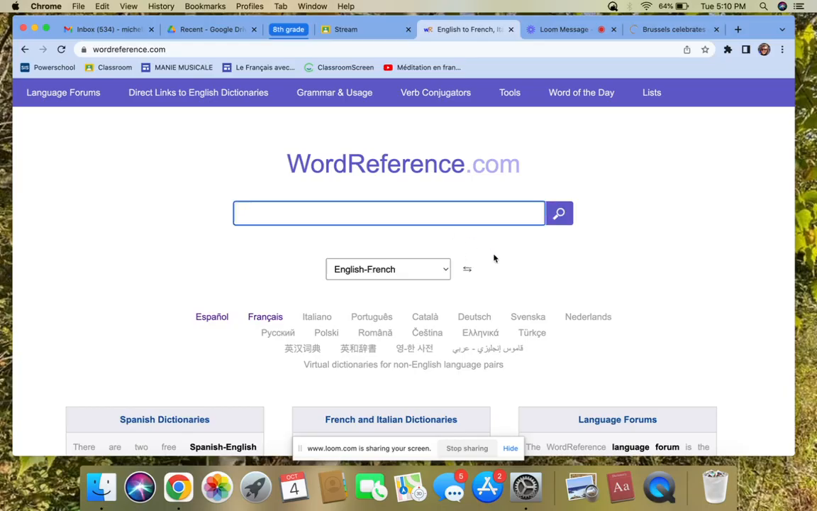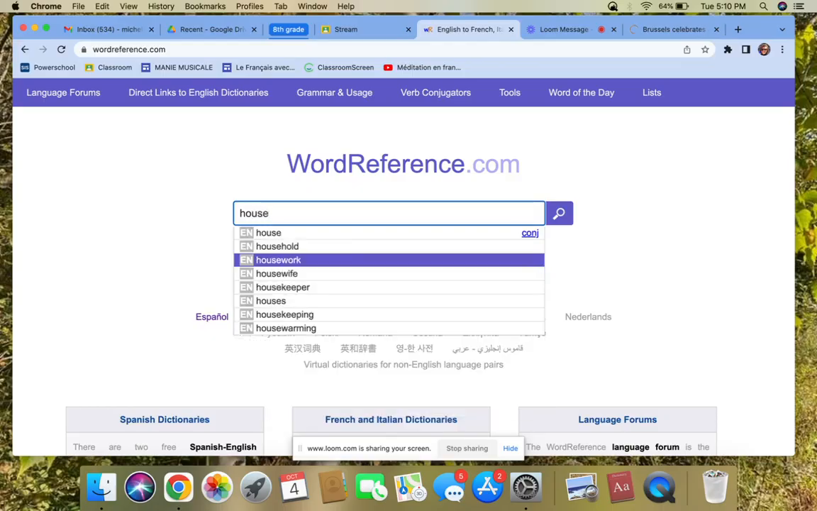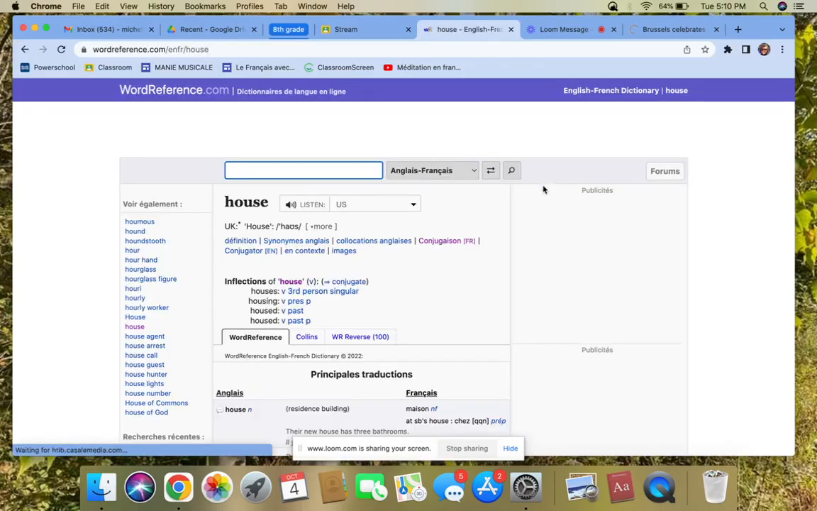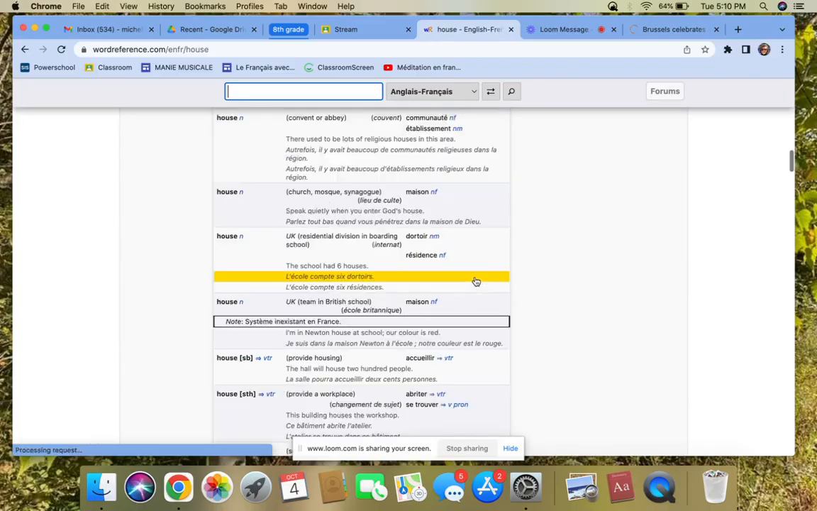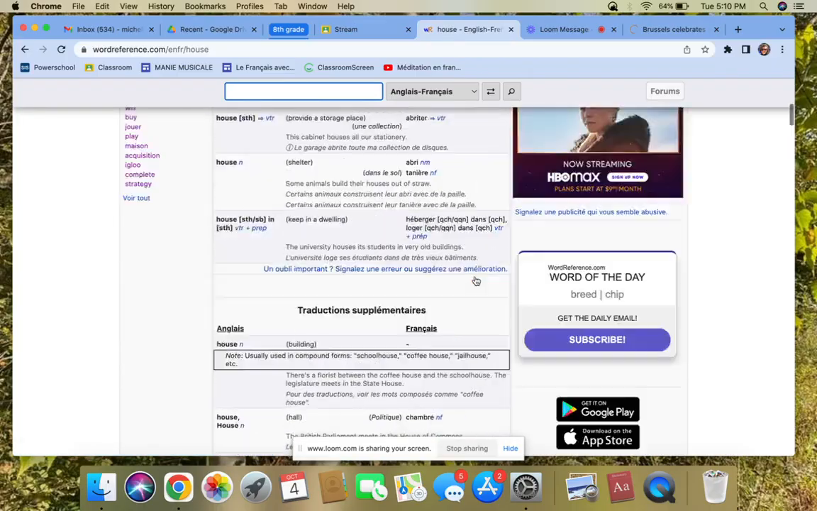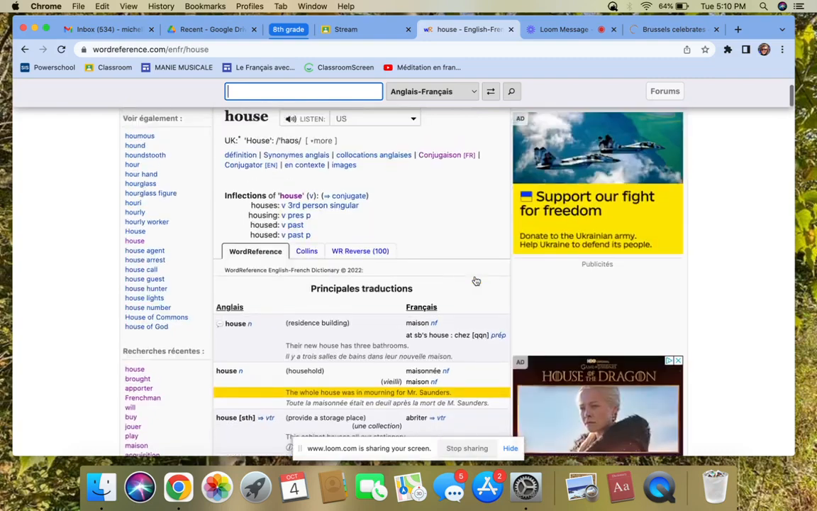So I'm going to start with English to French and give you an example of how to use this very useful online dictionary. If I don't know the word for house, I could type in house and find it in French. Now, this may look a little bit overwhelming because here we have a lot of information. If you scroll down, there's a lot of information. But really, most of the time, you're just going to need to look at the first word or translation that you have. So if I look here, it says house, residence, building. So if I'm saying I live in a house, then I look over here under Français and it says maison.